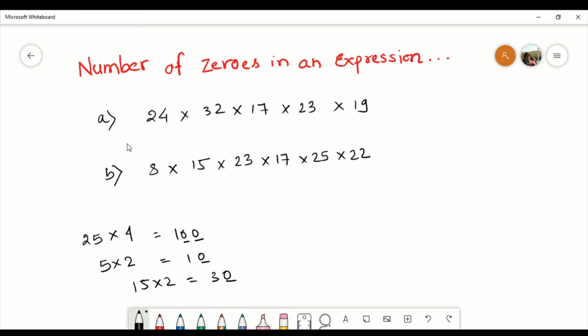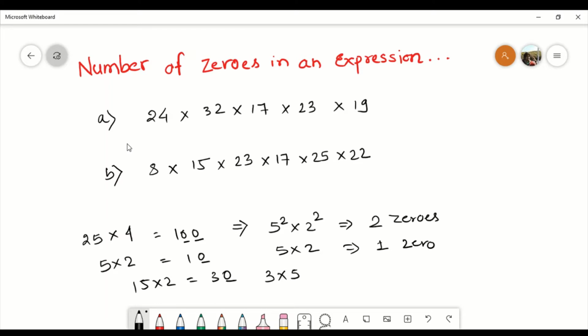So in this case, 25 times 4 can be represented as 5 square into 2 square, right? So we have two pairs of 5 and 2. That's why we will get 2 zeros. In this case, we only have one pair of 5 and 2, which can only yield us 1 zero. Similarly, in this case, 15 can be represented as 3 into 5 into 2. So again, we have only one pair of 5 and 2, so I'll only get 1 zero, right?